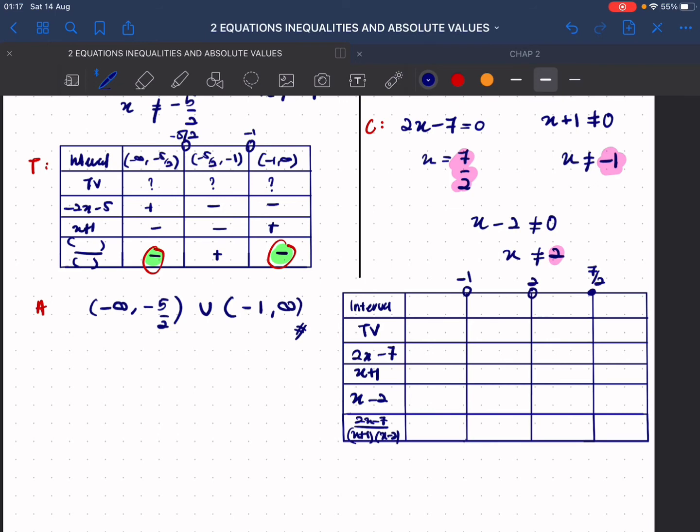Okay, now write all your intervals. Negative infinity to negative 1 open, negative 1 to 2 open, 2 to 7 over 2 close, 7 over 2 to infinity. Okay, so now choose your value of x according to your interval. Less than negative 1, we can put negative 2. Between negative 1 and 2, we will have 0 here. Between 2 and 7 over 2, we can put 3. For more than 7 over 2, we can put 4.